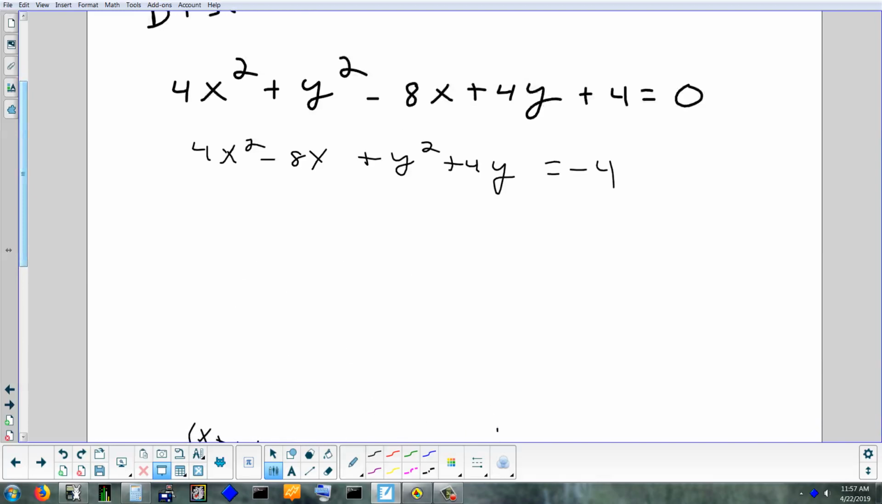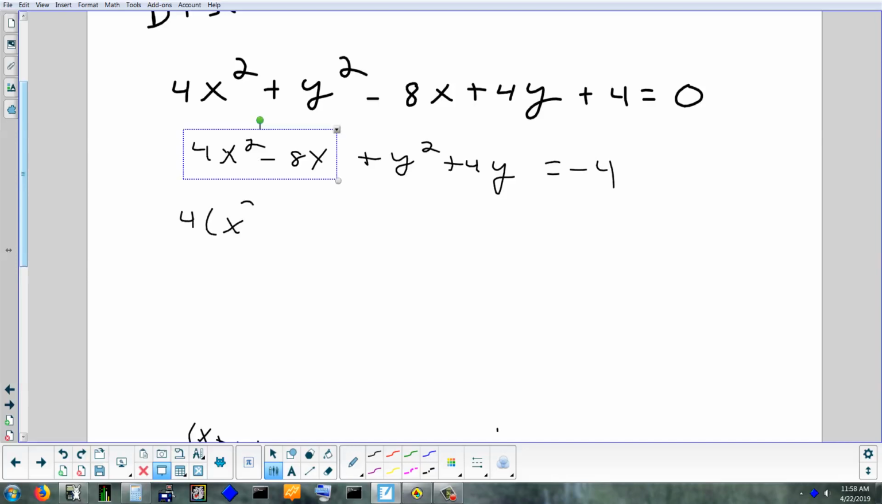Now, I can complete the square on the y's. The y's are good. There's something I don't like about the x's. Does anyone know what I don't like about the x's? No, not the negative. Something else with the x's. What's the number in front of x squared? 4. You don't want that. If you're completing the square, you always want this number to be what? 1. So let's make it 1.